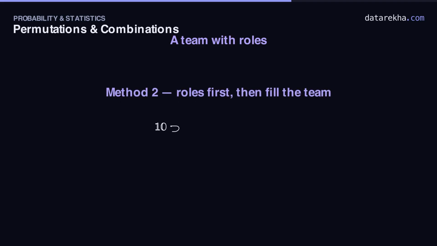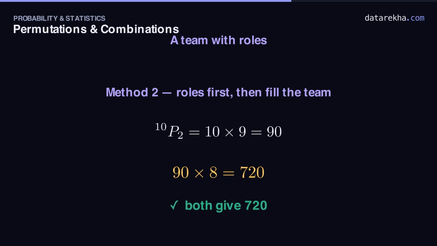Method 2, the other way around. Pick the captain and vice captain first. An ordered pair, so 10P2, which is 90. Then the third, roleless member comes from the remaining 8 ways. 90 times 8 is, once again, 720. Both methods agree, so we can trust it.